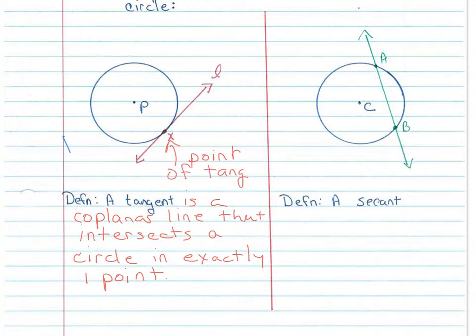Now, this is not the same tangent that you did on your homework. That has to do with right angles. This is talking about a line that is tangent to the circle. That means it's only going to touch it in one point. Just one point. Now, the other type of intersection of a coplanar line with a circle is a secant. And a secant is a coplanar line that intersects a circle in exactly 2 points.